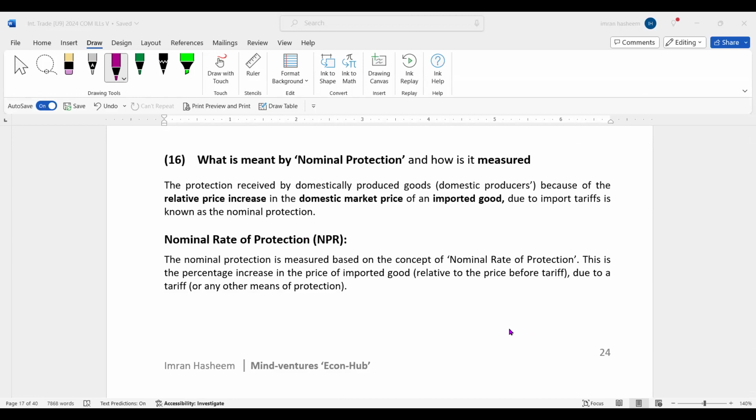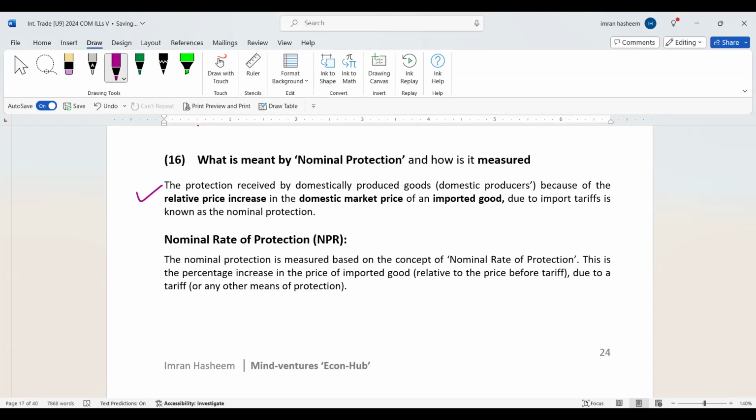So nominal protection. It says protection received by domestic producers because of the relative price increase in the domestic market price of an imported good due to an import tariff is known as nominal protection. Some of the things here will make sense when we do the application exercise. Here we explain the concept of nominal protection, right? Now we are looking at how to measure it. Nominal rate of protection.